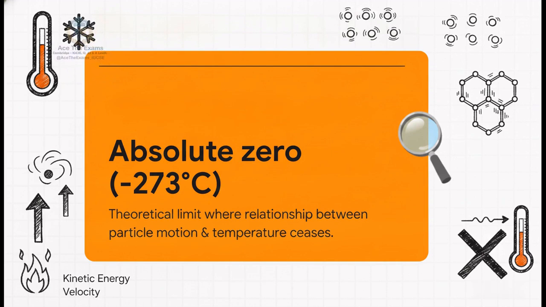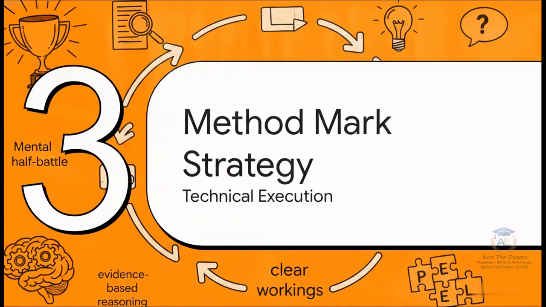This is the absolute bedrock of the relationship between particle motion and temperature. As temperature increases, kinetic energy increases, and velocity increases. At absolute zero, that entire relationship ceases because motion is fundamentally eliminated. All right, Section 3. Now we are shifting gears from theoretical physics facts to actual technical execution. This is where the decathlon gets seriously intense.